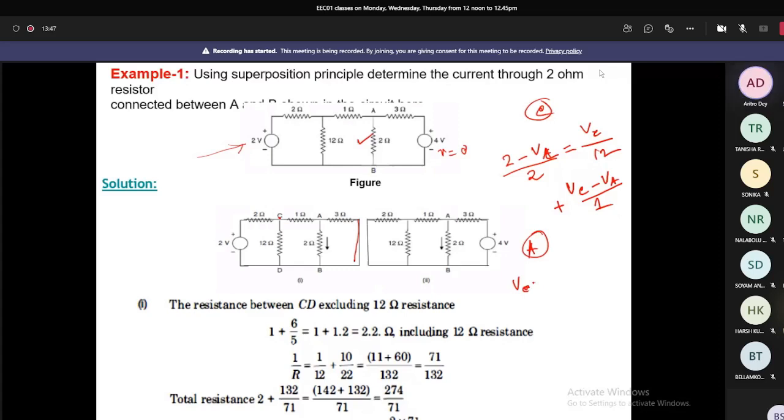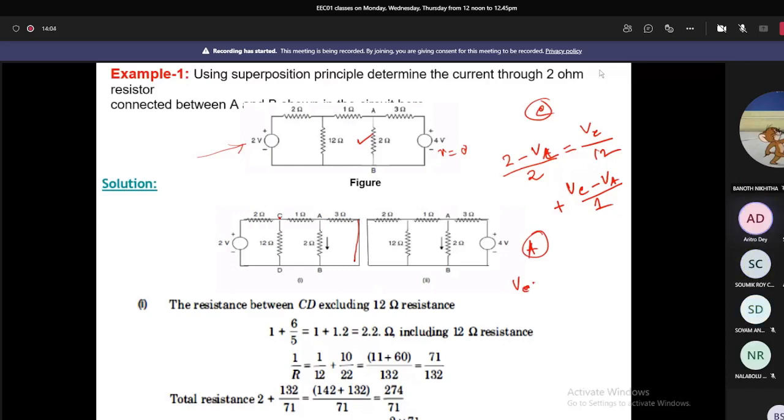You want me to repeat or shall I skip to the next slide? Sir, can you repeat, please? Sir, what you taught before the superposition principle, as a few of us joined late at 12:05 p.m. Yes, sir. We joined at 12:05.